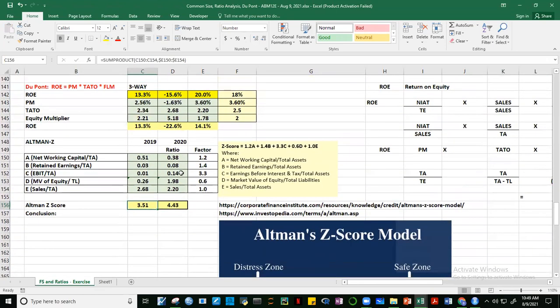So here, guys, kinumpute natin yung Altman Z ng company natin using this formula. 1.2 times A, 1.4 times B, etc. So first we compute for the ratios. Okay, so this is the ratio for 2019 and 2020, and then we multiply it with a factor. So the formula here is the sum product natin nito, at saka itong factor, and then sum product nito, these are the factor. And then it turns out, guys, na noong 2019 3.51, malayo naman, no?